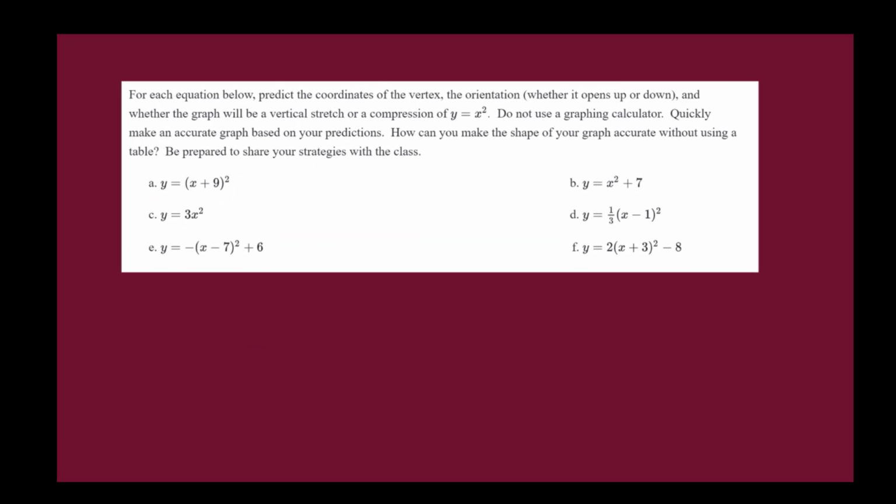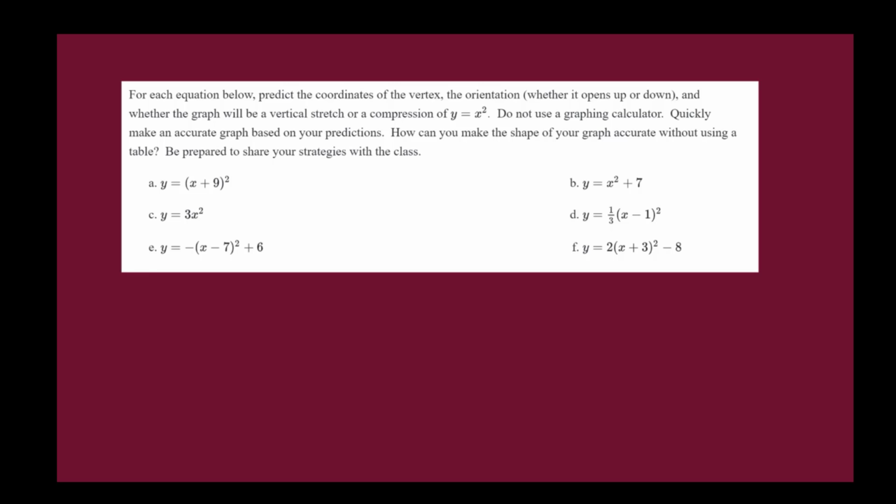This is 2-31, and it says for each equation below, predict the coordinates of the vertex, the orientation, whether it's up or down, and whether the graph will be a vertical stretch or a compression of y equals x squared. That's the parent function. It says don't use a calculator, so we won't. We will use a calculator on the next slide to verify our answers. Make an accurate graph based on your prediction. How can you make the shape of your graph accurate without using a table? Be prepared to share your strategies with the class. But we're not in a class, so you can share them with me if you really want to.